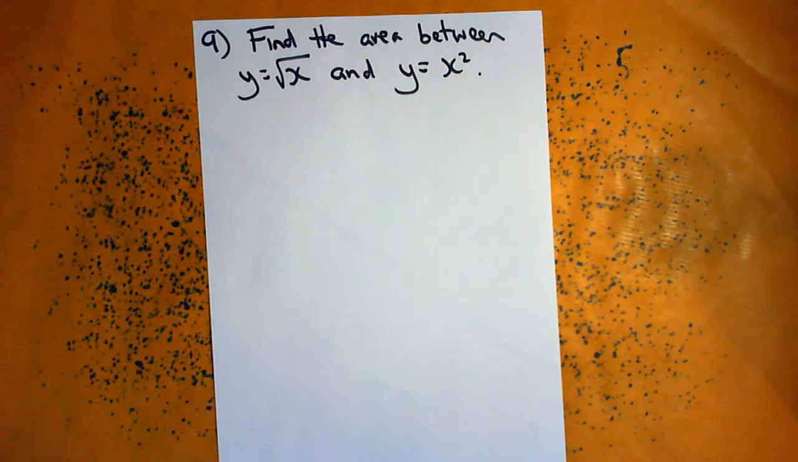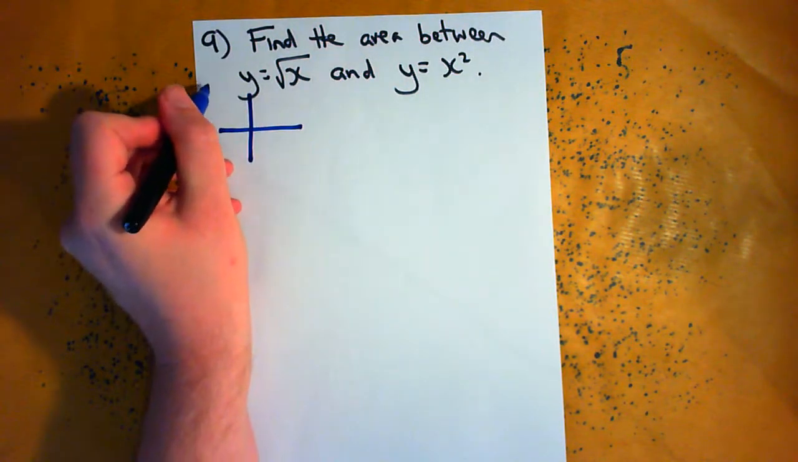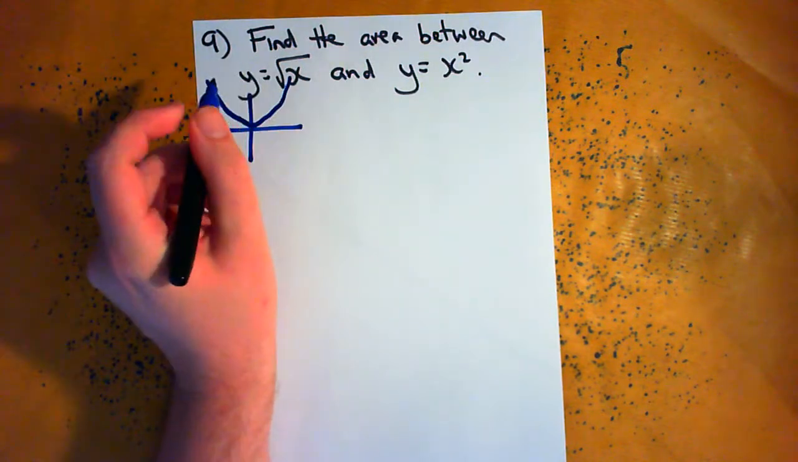Hello viewers, tutorial 14 question 9, and we're finding the area between two graphs, the graph of y equals the square root of x and y equals x squared. So we'll start with a little sketch. X squared, we should know what that looks like. We should know that that's a parabola.